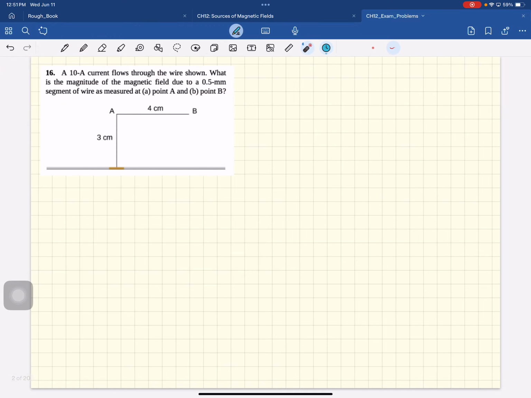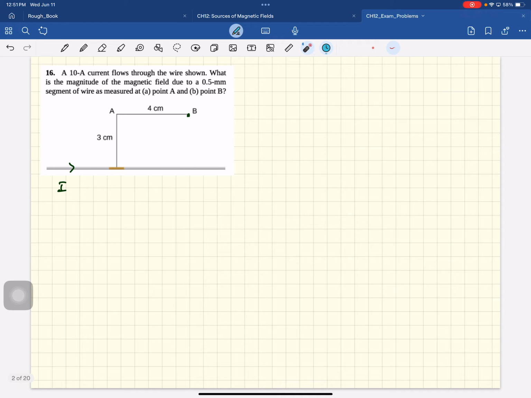All right. So this problem says a 10 amp current flows through the wire shown. What is the magnitude of the magnetic field due to a 0.5 millimeter segment of the wire, as measured at point A and point B? I'll find the field at point B, and you can do A similarly.